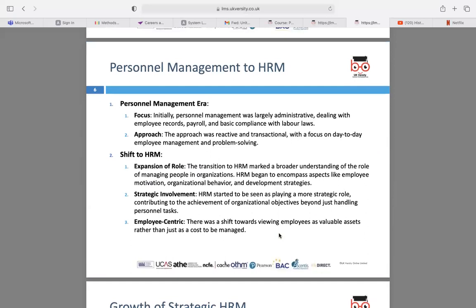So, talking about the personnel management era. Essentially, the focus was just on administration and taking care of all of the employee records, their payroll, and just basic employee data was stored. But eventually they started approaching things differently, and it was also focusing on employee relations and how to manage employees day to day, and how to help them succeed in their job role, and help with some problem solving when it comes to employee issues as well.